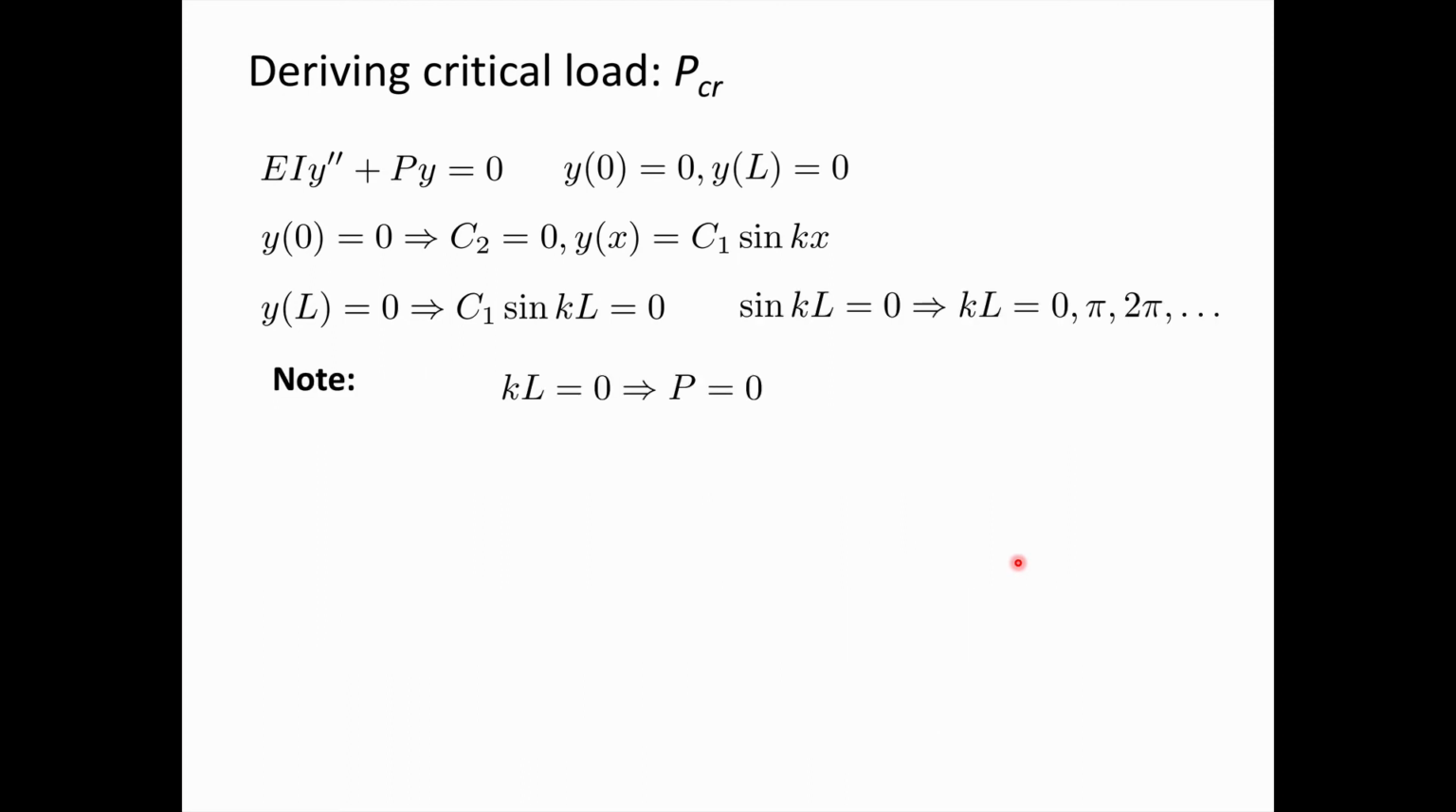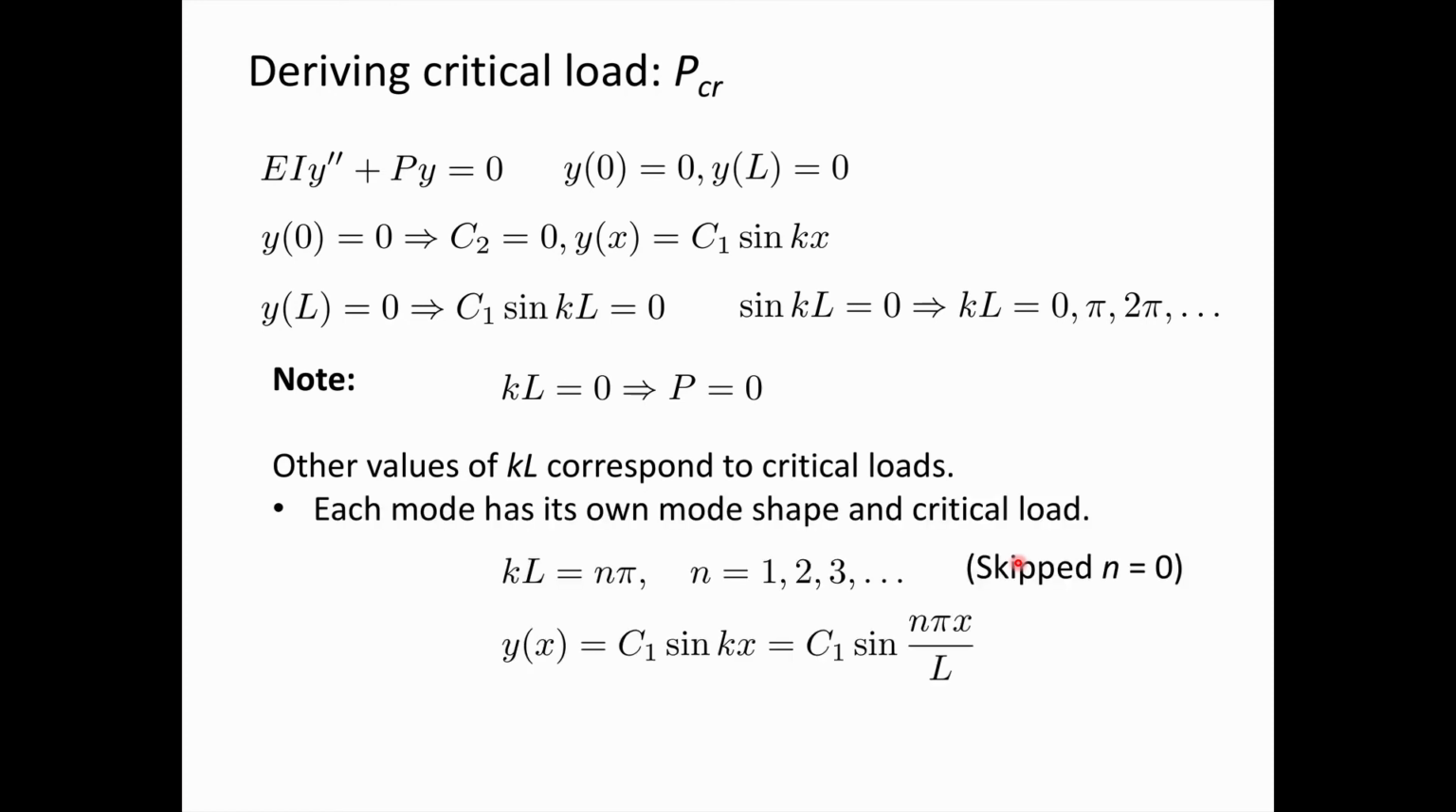Okay, so if that's part of the non-trivial solution, if we assume kL is equal to 0, well, then P must be equal to 0 by the definition we had earlier for this quantity k. And that's not really something that's helpful for us. And so we're interested in the non-zero values of kL. So these other values of kL correspond to critical loads, or in other words, these will help us find the values of the load that will allow the column to be deflected and in static equilibrium.